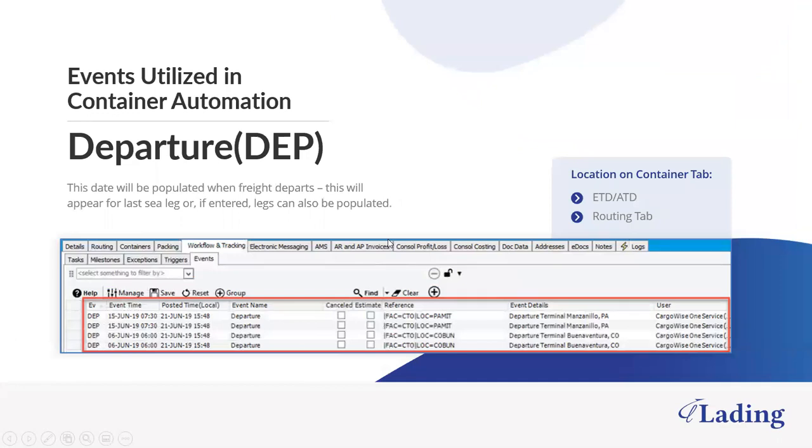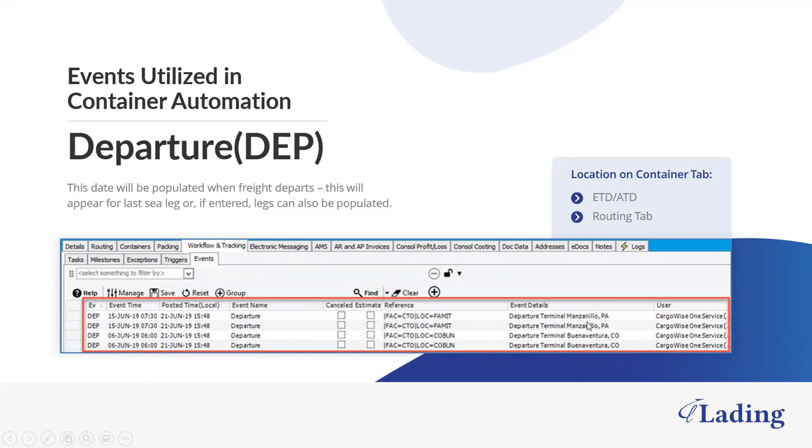Departure, DEP, you're probably very familiar with this. This date will be populated when freight departs. It will appear for the last sea leg, or if entered, legs can also be populated. So look at this one. It shows when it left Colombia on June the 6th. It shows when it left Manzanillo on June the 15th.